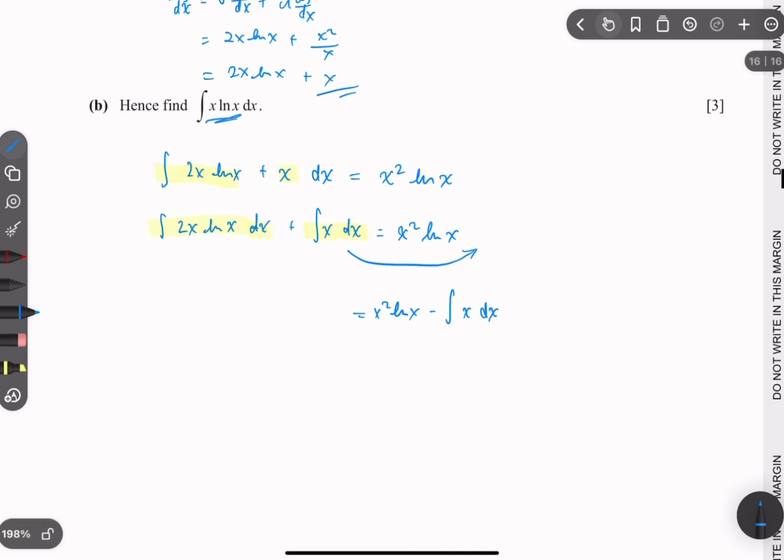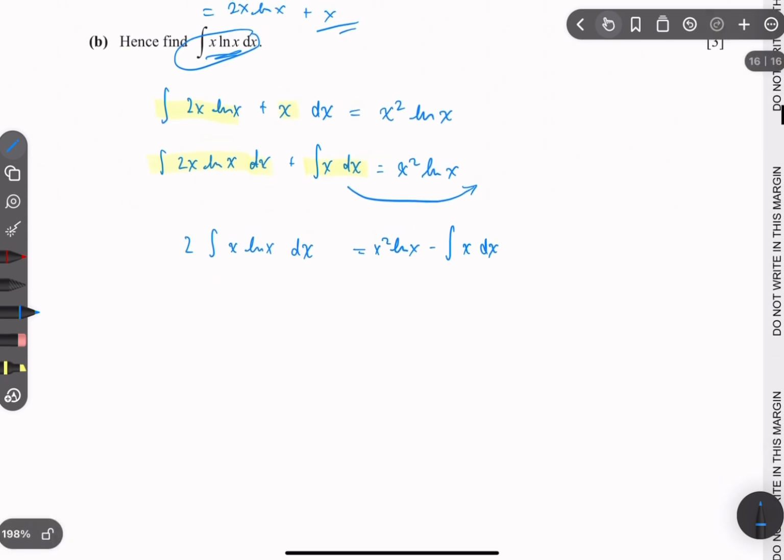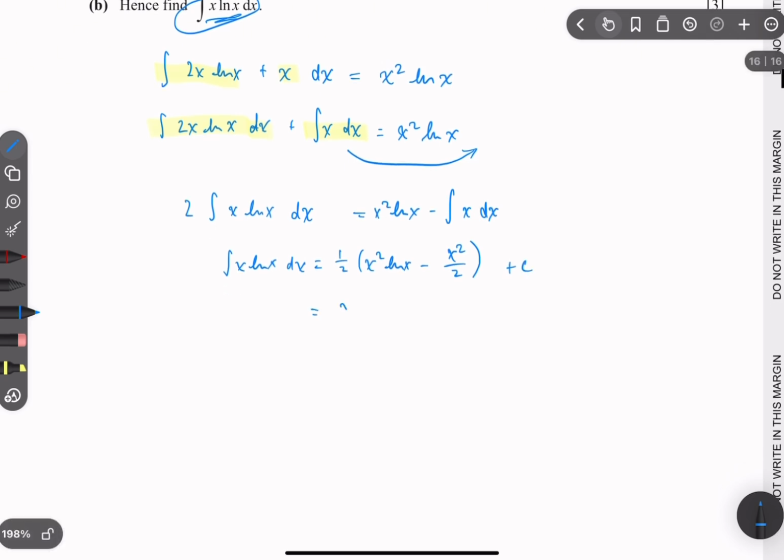And for this part, we want to make it like the question, right? So we take 2 out. And now we can just move 2 to the right as well. So we times everything by a half. The integration of x, the power x to the power 1 plus 1, so 2, divided by 2, plus a constant. x squared over 2 ln x minus x squared over 4 plus c.